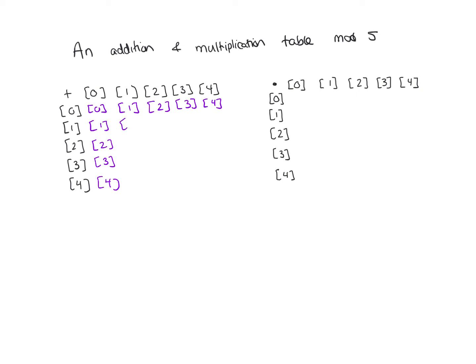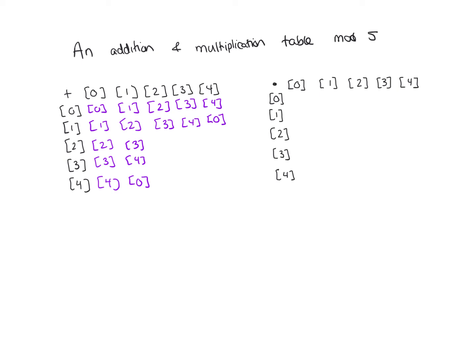1 plus 1 is 2. 1 plus 2 is 3. 1 plus 3 is 4. 1 plus 4 is 5, but 5 is equivalent to 0 mod n. So we do want to remember that we shouldn't ever go any higher than 0 to 4. And then again, this should be symmetric, so I can go ahead and fill in this next column as well.